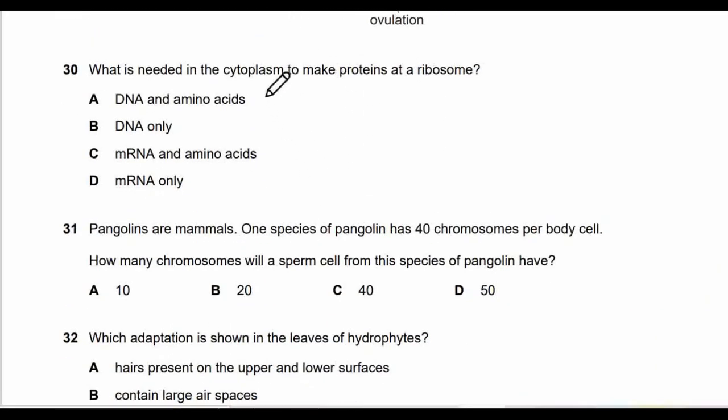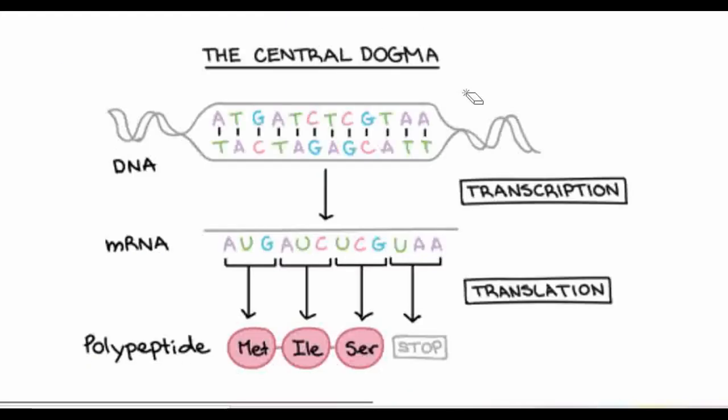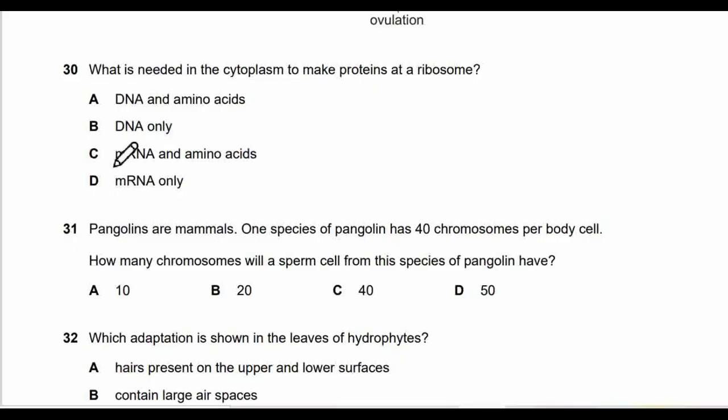Question 30. What is needed in the cytoplasm to make protein at a ribosome? So at the ribosome it needs mRNA and then amino acids to translate and make into protein, that is polypeptide. So what is required is mRNA and amino acids. This is the amino acid that makes the protein, and this is the mRNA that transcribes the code from the DNA. So T with A with U, C with G, and then this code, every 3 codes is for one type of amino acid. Then the long chain of amino acids will form protein. So 30 will be C.